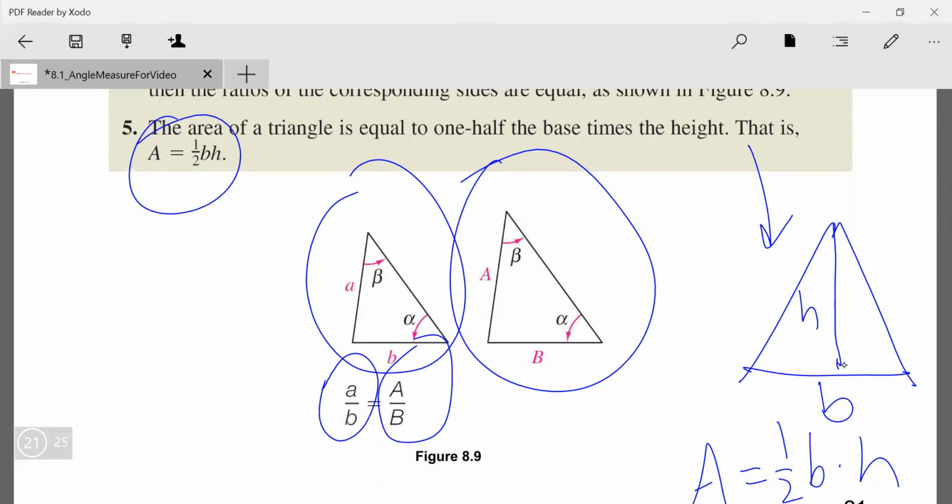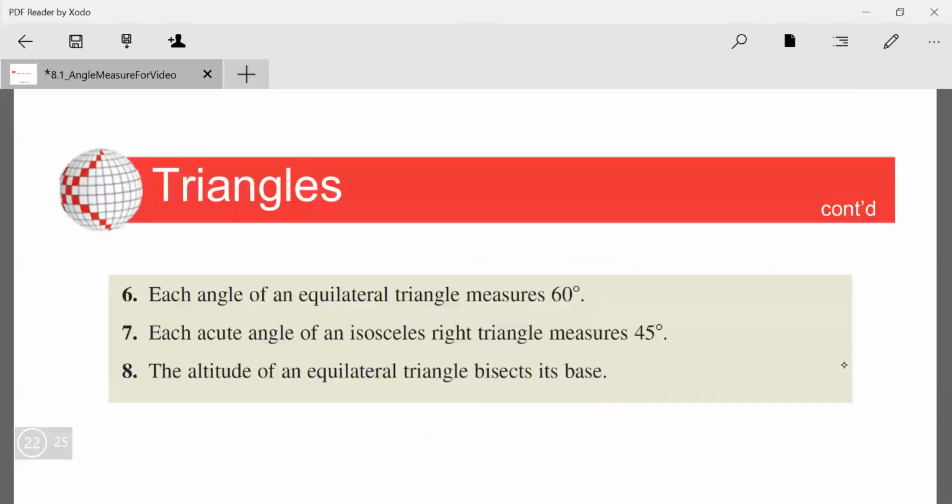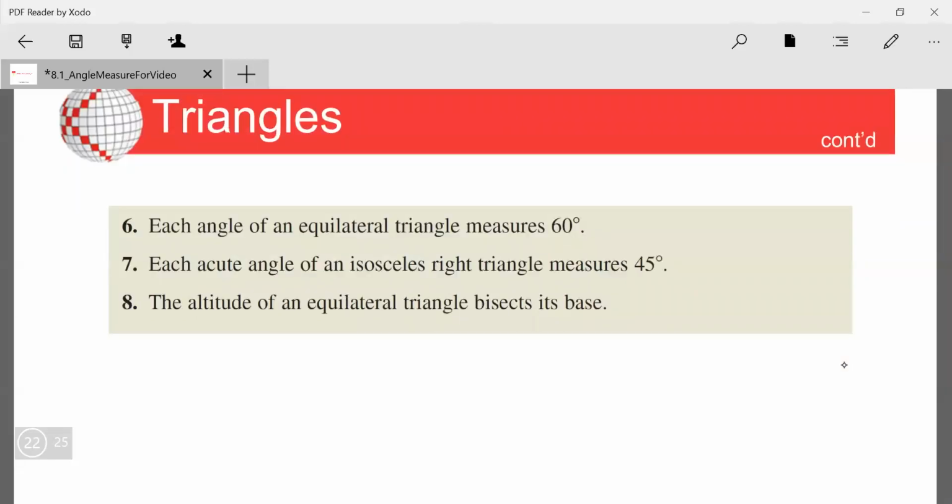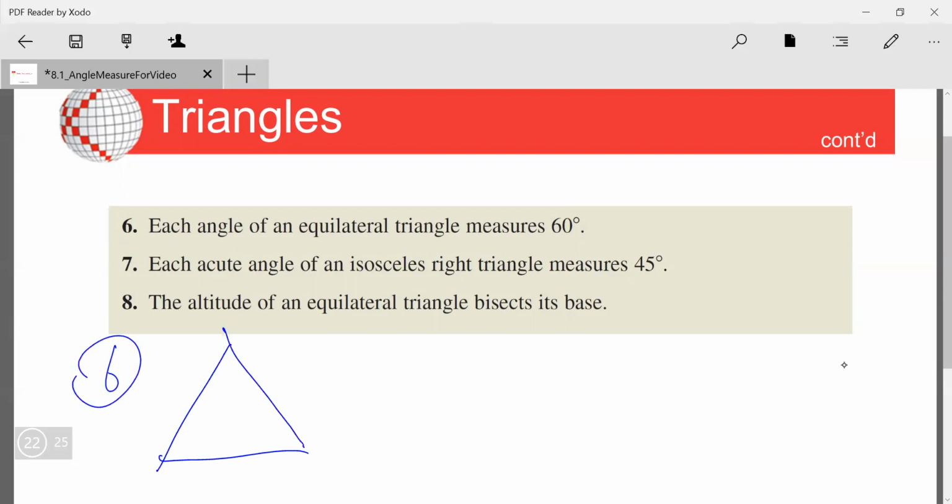And we're going to look at some important and special triangles. They are very special, but also very important. Number 6 here, we talk about the equilateral triangle: a triangle with three congruent sides. For example, if you have s here, s here, s here, then these three angles will be the same. That's 60 degrees each. So that's number 6.